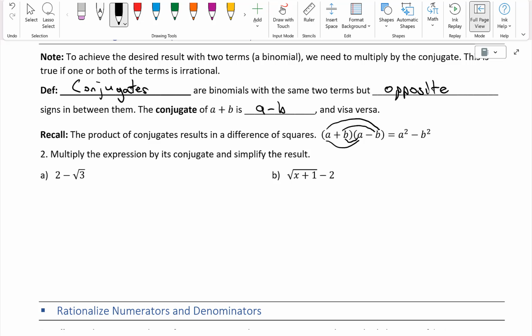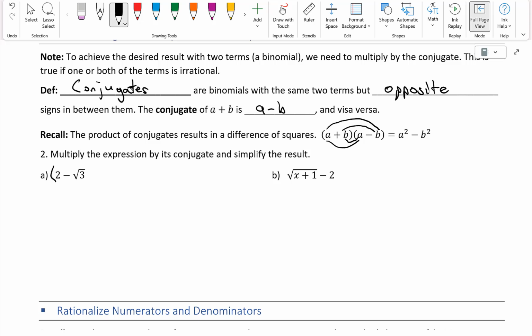And what's important there is, again, if either one of these terms or both are irrational, when we square them, we'll break out that radicand. So we are going to multiply the expression by its conjugate and simplify the result.